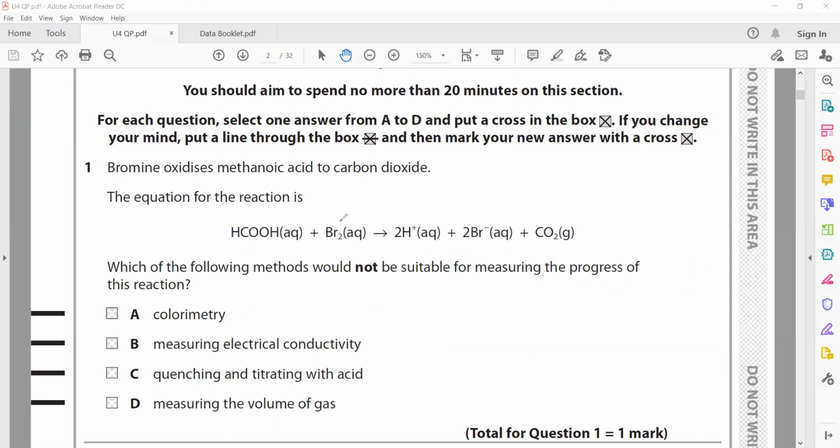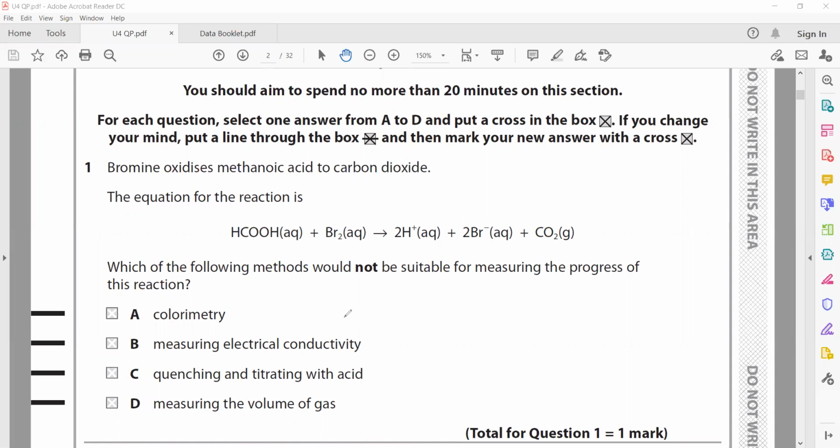A colorimeter can be used. Why can it be used? Because aqueous bromine is colored, and when it changes to bromide ion, it will be colorless. So the intensity of the color will change. Measuring the electrical conductivity can also be done. Why? Because on the reactant side you don't have ions, and as a product there are ions, so electrical conductivity will also change. Quenching and titrating with acid.